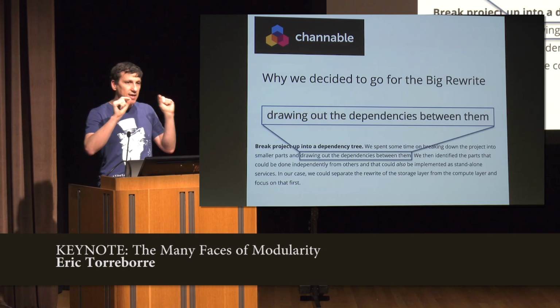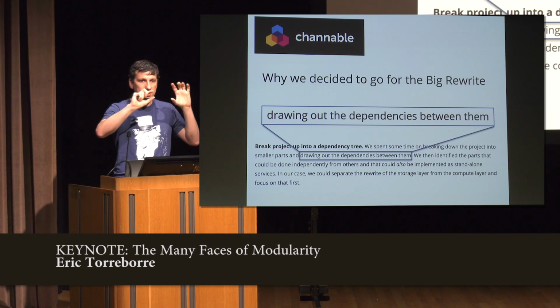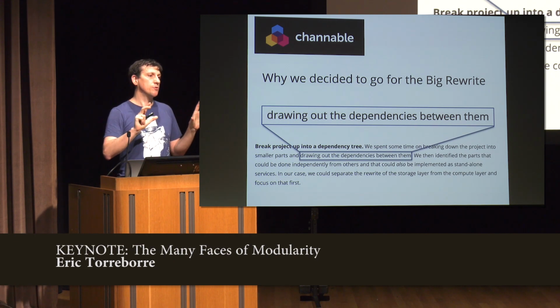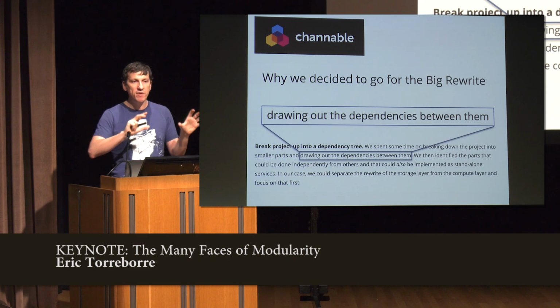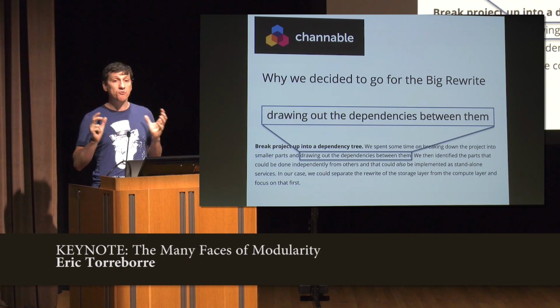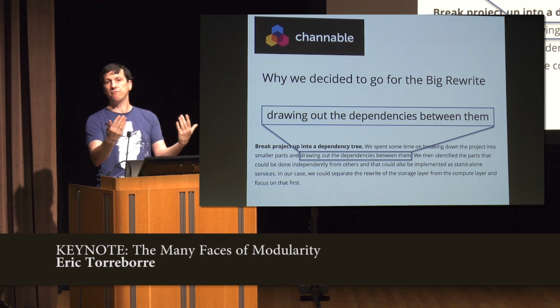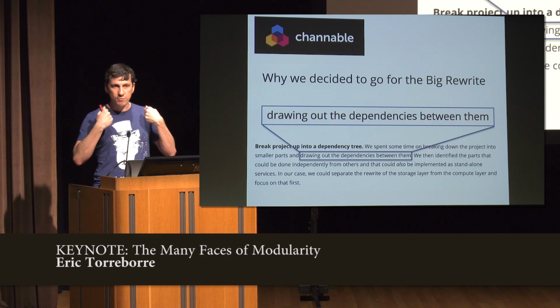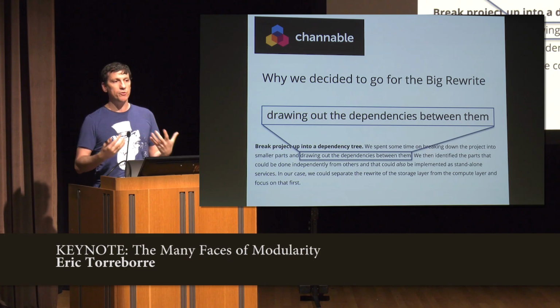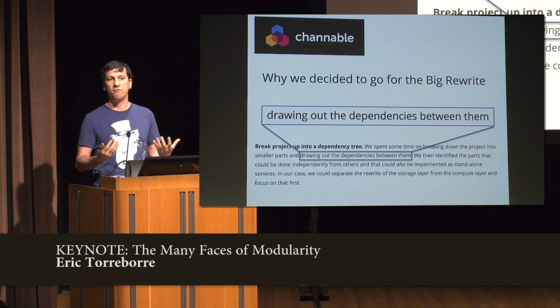But one very important thing that they did is that they carefully drew out all the dependencies between all the parts of their system to understand which ones they could redevelop, refactor, re-implement first. And that basically laid out the plan for what they had to do. And if you can minimize those dependencies, that will help you in any significant refactoring effort that you have to do.